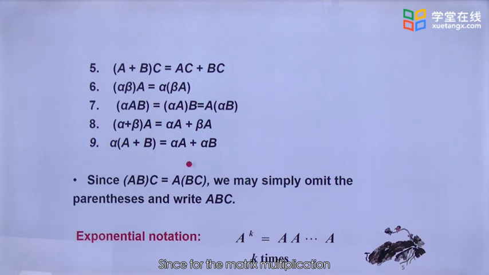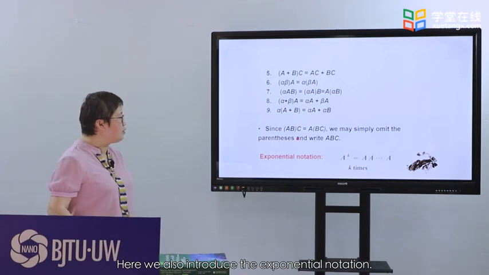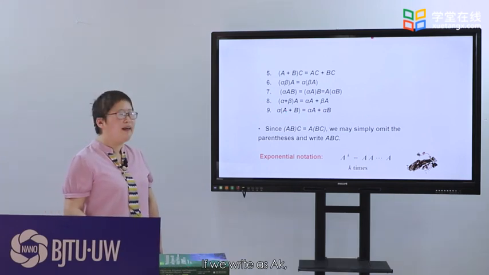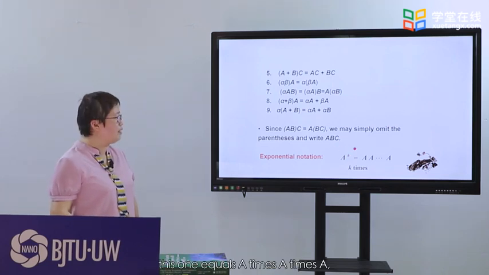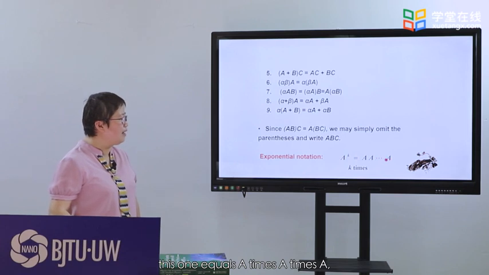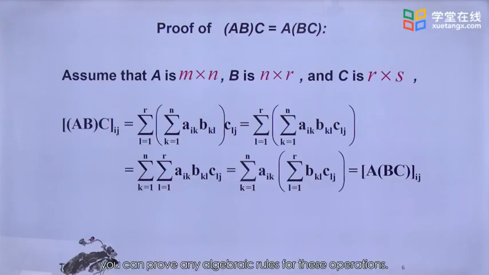Since for the matrix multiplication of three matrices, you can do any two matrix multiplication first, we may simply omit the parentheses and write A times B times C. And here we also introduce the exponential notation. If we write A to the power k, this equals A times A times A, k times, for matrix multiplication. You can prove any of the algebraic rules for these operations.